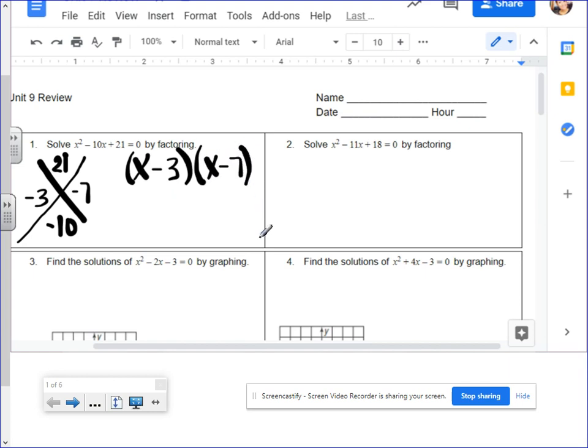We actually do want the solutions now, so what we would do is we'd go ahead and set those equal to 0. X minus 3 equals 0 is a one-step equation. You'd add 3 to the other side, so x equals positive 3 is your first answer. And then your other one would be x minus 7 equals 0. You'd add 7 to both sides, which would give you x equals positive 7. So that's how you find the solutions, by factoring.